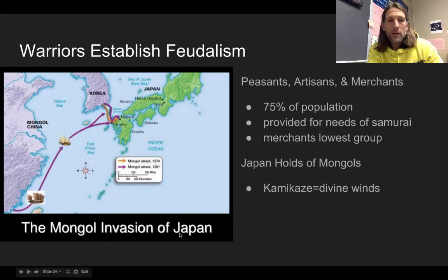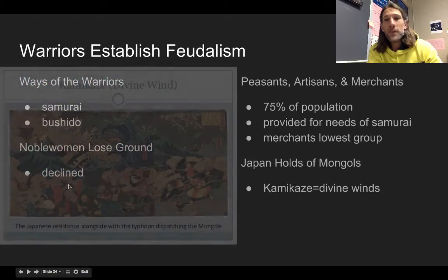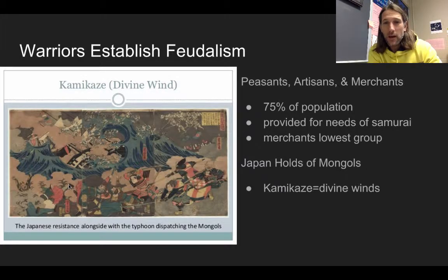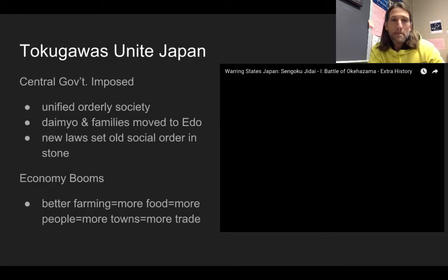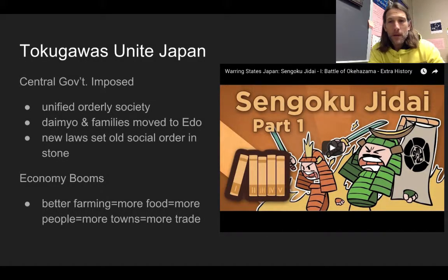When we look at the Mongol invasion, it is these kamikaze winds, these tsunamis that kick up that actually intervene and enable Japan to hold off the Mongol invasion. So twice the Mongols tried to invade, and twice these divine winds kicked up and saved Japan from the invasion of the Mongols.